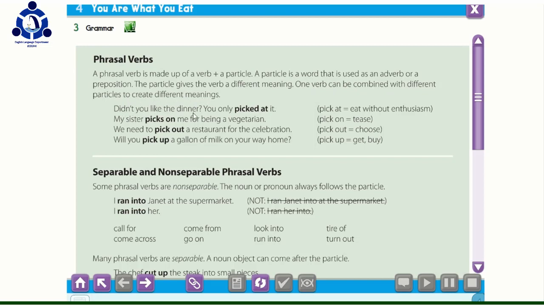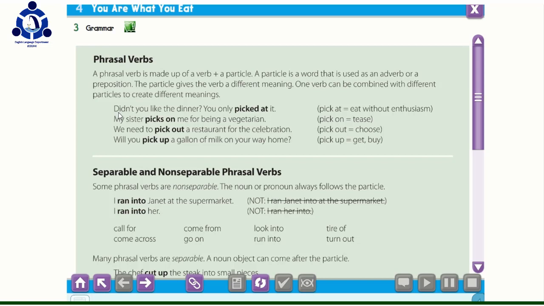Like for example, look at pick. One verb, the same verb, the verb pick. But look at the different particles here. The verb usually comes in different tenses, like picked, picks. Look at the different particles: at, on, out, and up. Let's see in these examples what happens to the verb pick in every sentence.